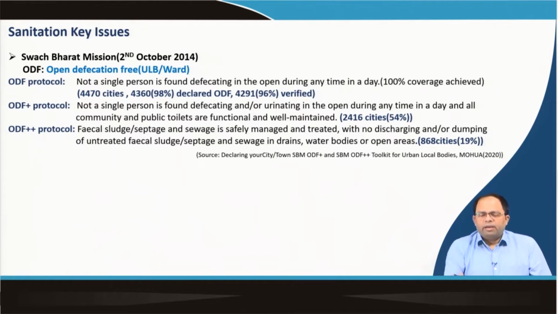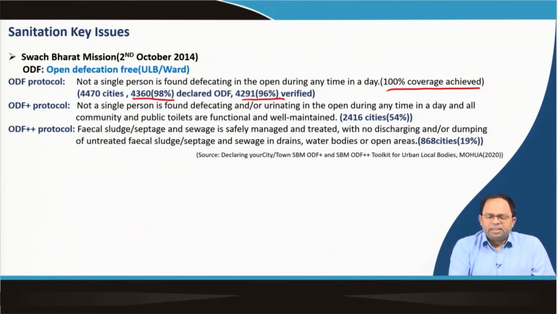Right now we have achieved almost 100% coverage. The last survey said that out of 4470 cities in India, 4360 cities have been declared ODF, and 4291, or 96%, have been verified as ODF as well. So, it is not only the declaration by the ULBs themselves that they are ODF, but it has also been verified by other sources. The ODF plus protocol includes the basic ODF protocol, but also says that in addition, all community and public toilets should be functional and well maintained.